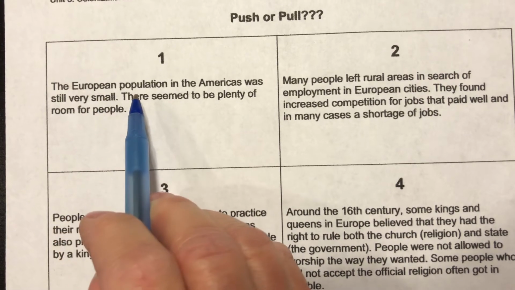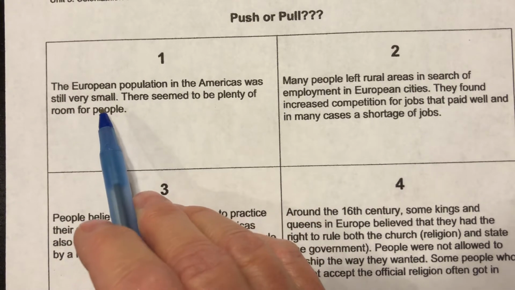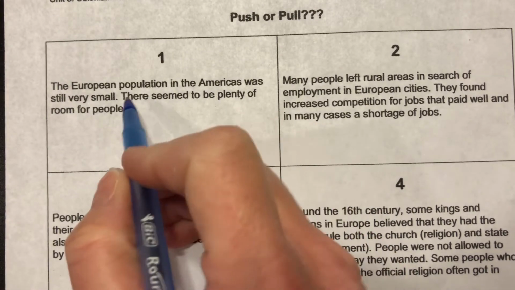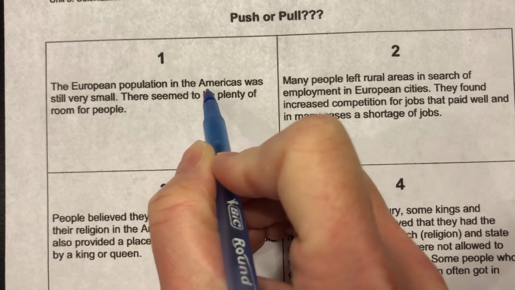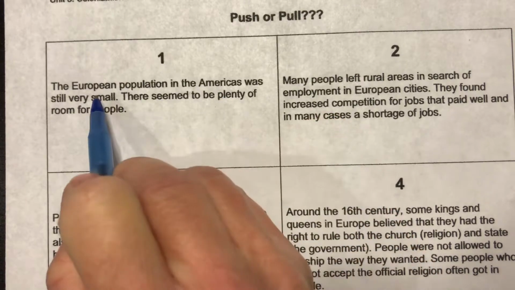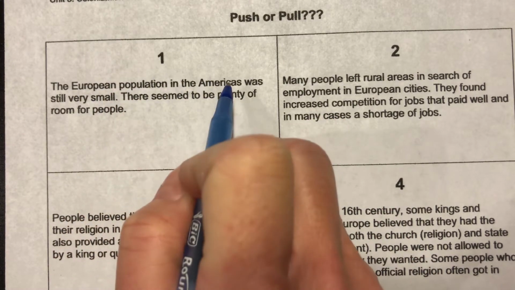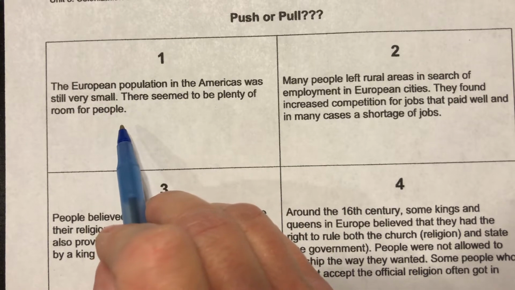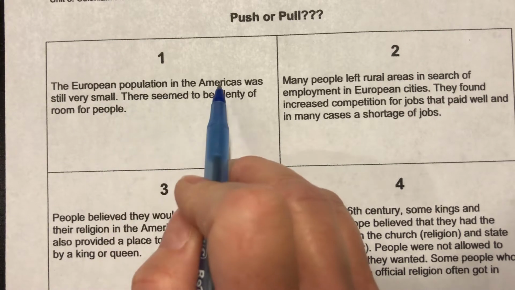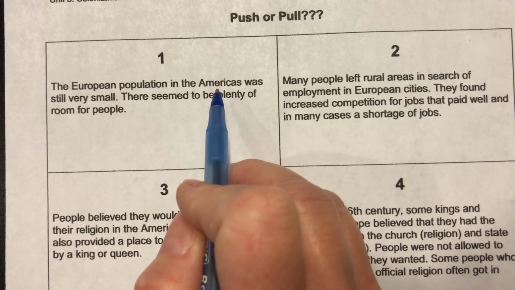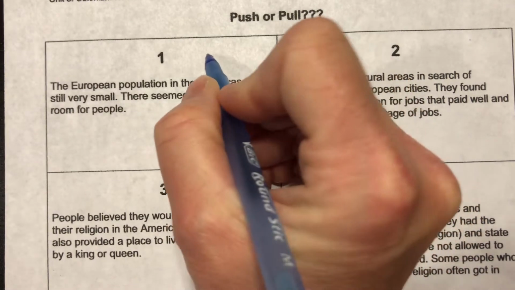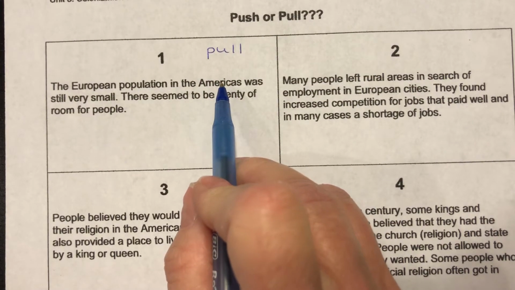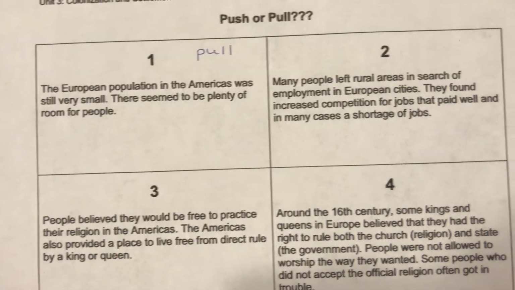Number 1, the European population in the Americas was still very small. There seemed to be plenty of room for people. So this is talking about the population in the Americas. This is where the Europeans wanted to go. So in the Americas, it was still a small population. There's lots of room. That's a reason why I would want to go to the Americas. That's a reason why the Americas seem better. So this would be a pull factor. This is something good about the Americas that makes them want to go there.